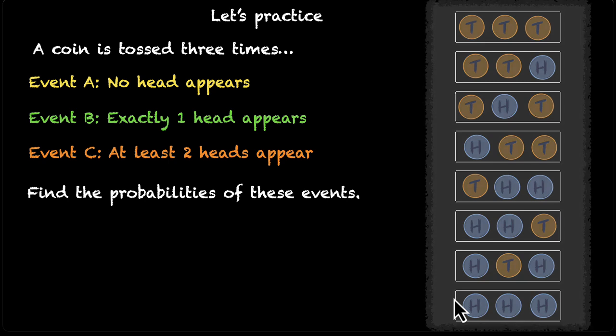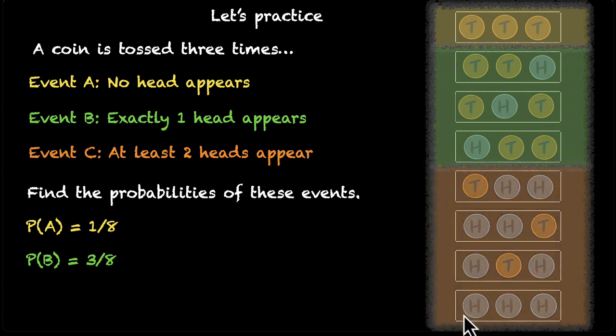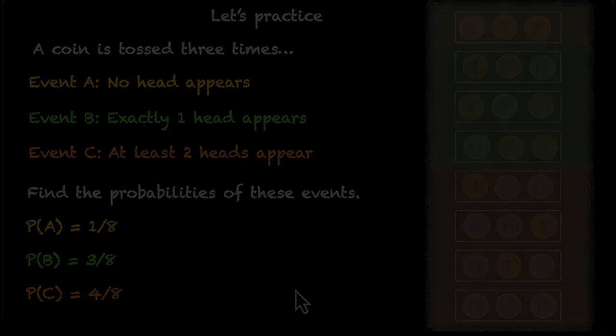Now let's look at events. The first one is event A, where we have no head. That's the first one. And because all of them are equally likely, we can say that the probability of this event is 1 by 8, because there are 8 such events. Similarly, for exactly one head, we have these 3 events and all of them are equally likely. So the probability is 3 by 8. And for at least 2 heads, we have these 4 events. All 4 of them are equally likely. Probability is 4 by 8. That's how you calculate the probability in case of equally likely events.